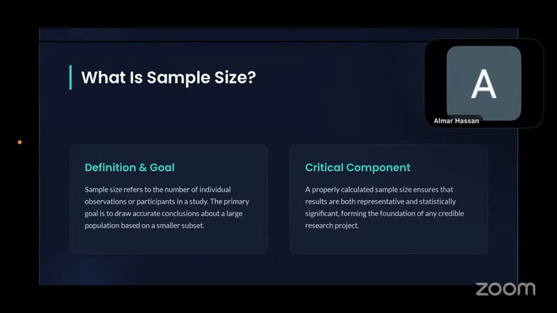So in your opinion, why do we just take a sample instead of taking the entirety of a population? Why don't we do it as scientific researchers? Do you have any idea?